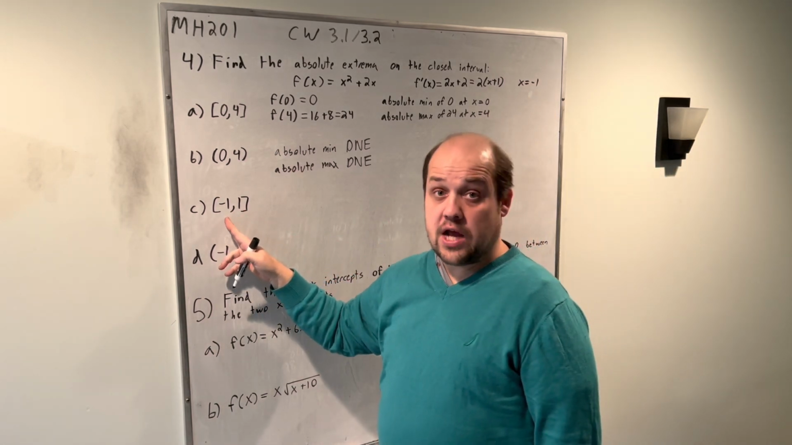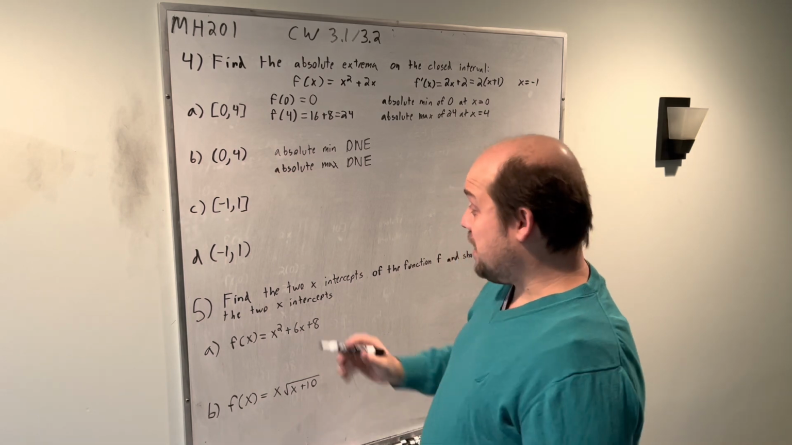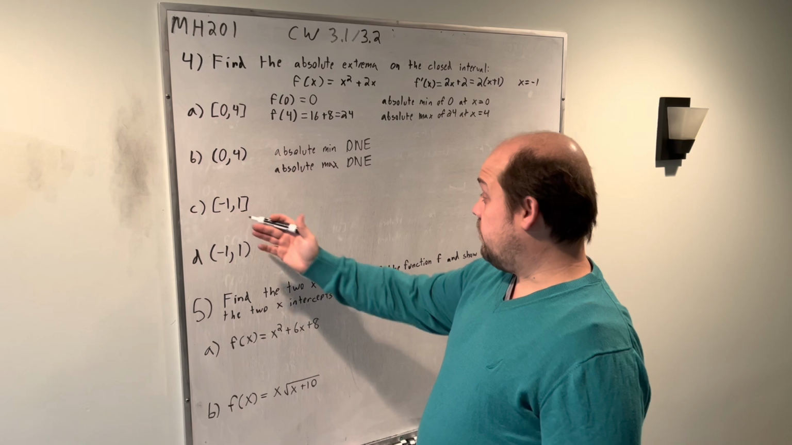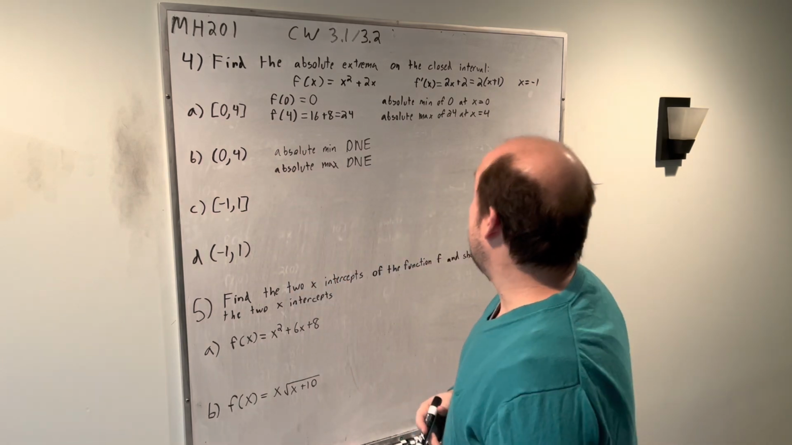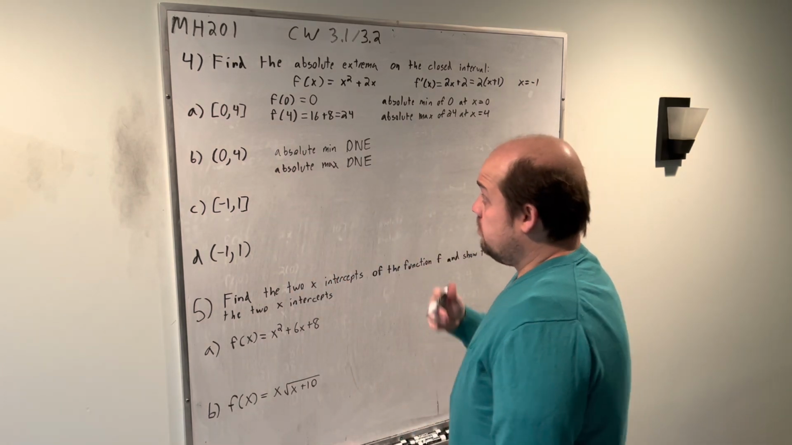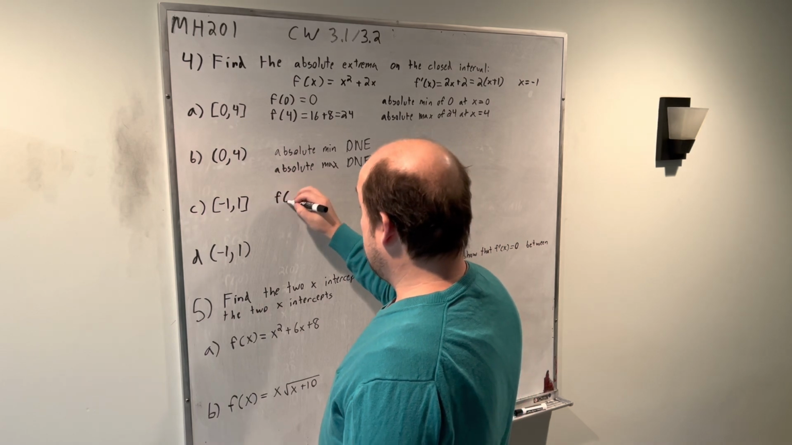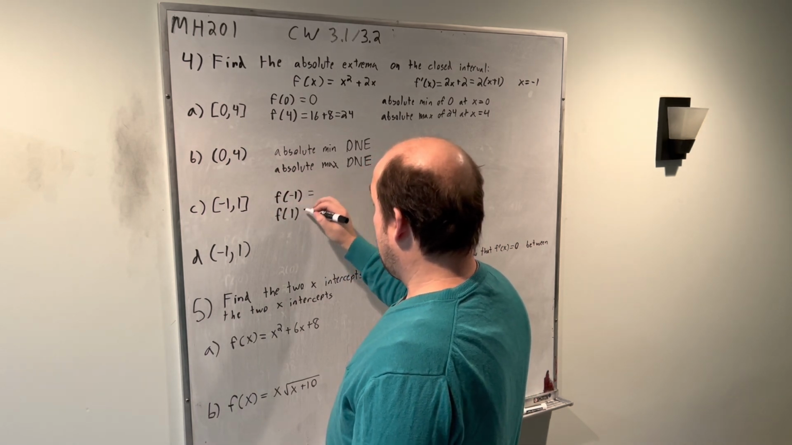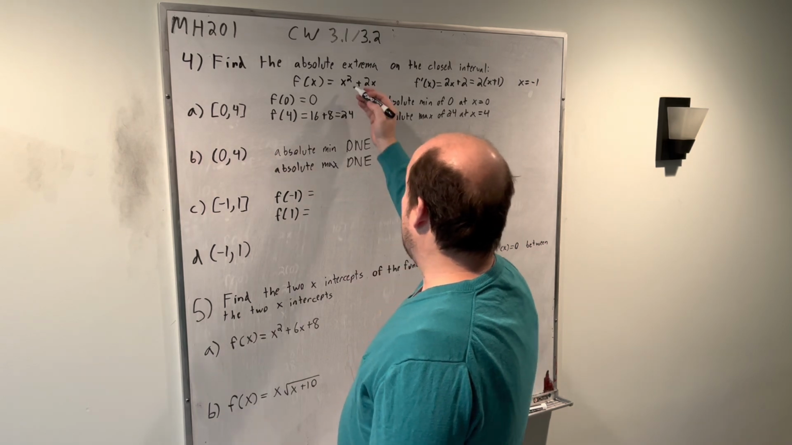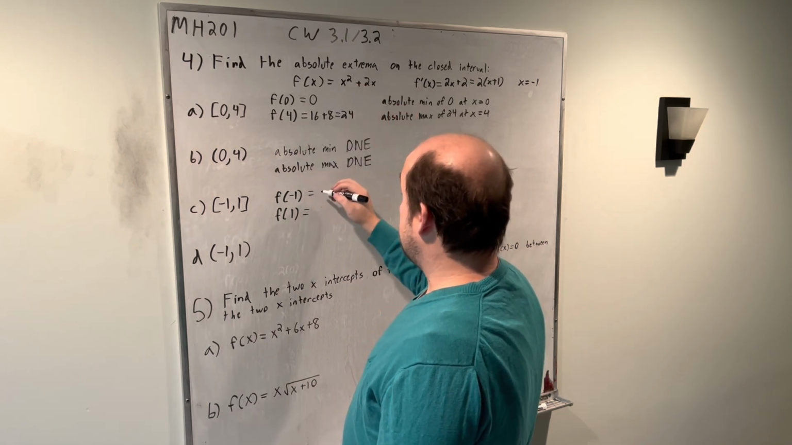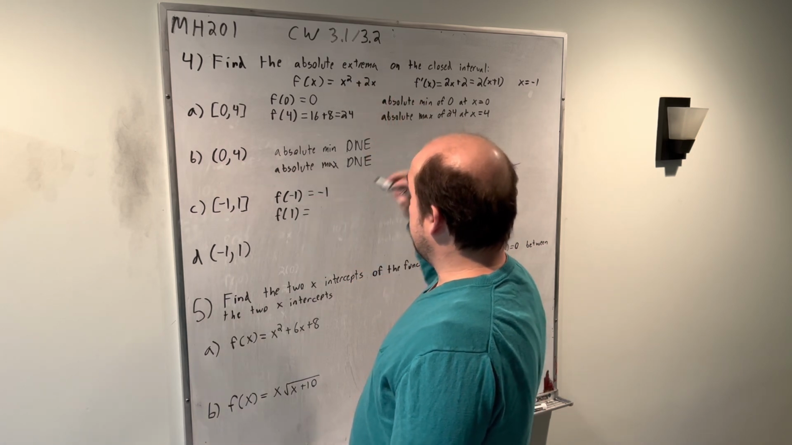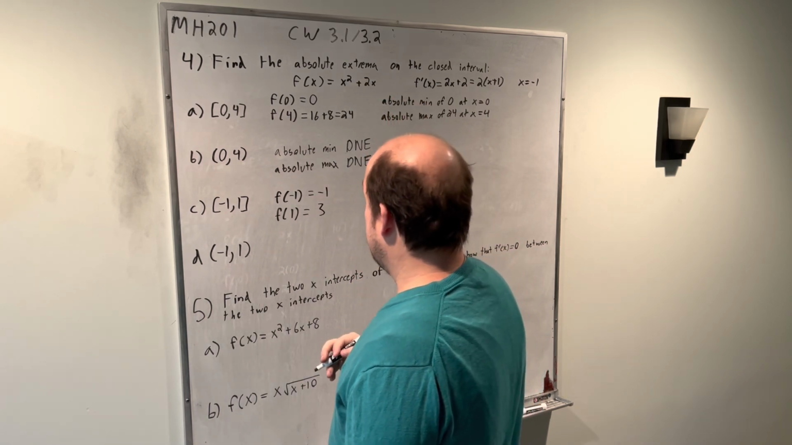For negative 1 to 1, this critical value is within that interval, but really it's an endpoint which I already need to check. So maybe this problem would have been better if I said negative 2 to 1, so that way you would see that you also would have needed to check negative 1 from our critical value. But here I'm going to again find f of the two endpoints, f of negative 1 and f of 1. When I do that, f of negative 1 gives me 1 minus 2, which is negative 1. f of 1 gives me 1 plus 2, which is 3.